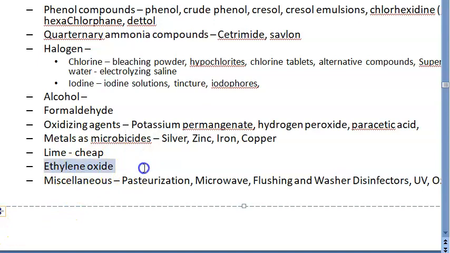Ethylene oxide. See, ethylene oxide was used in cataract operation, I think, to disinfect the IOL, right? And this could cause some complications, I remember. So this is kind of connected to ophthalmology. Ethylene oxide I have seen.